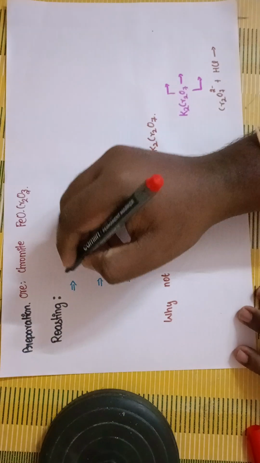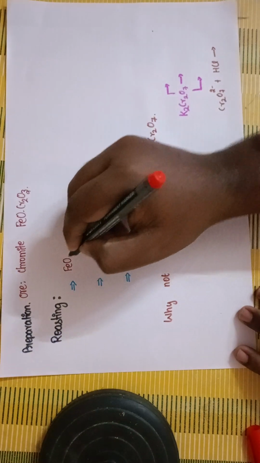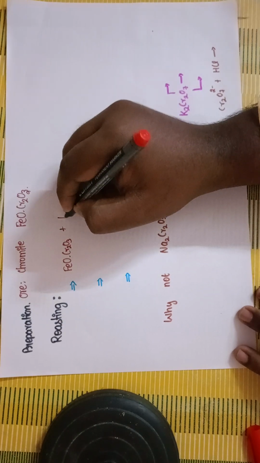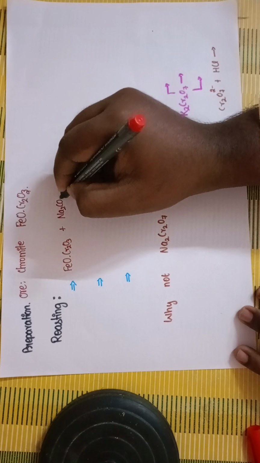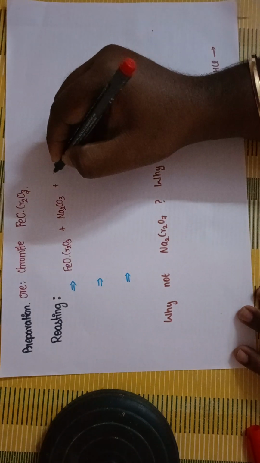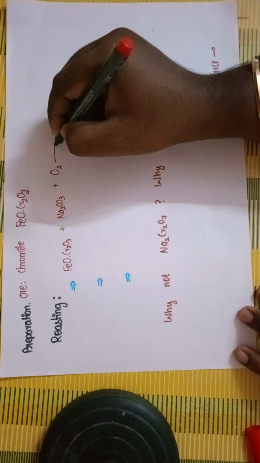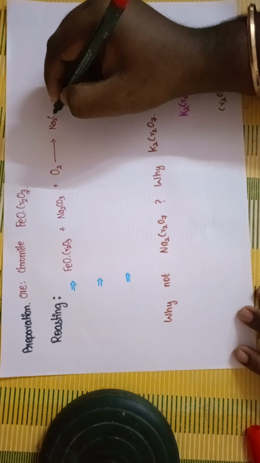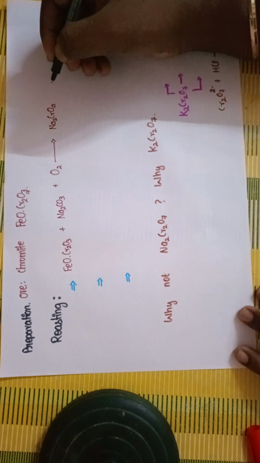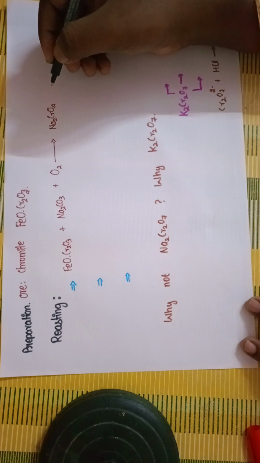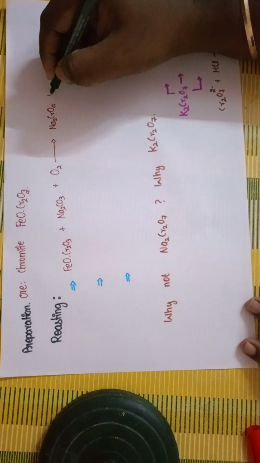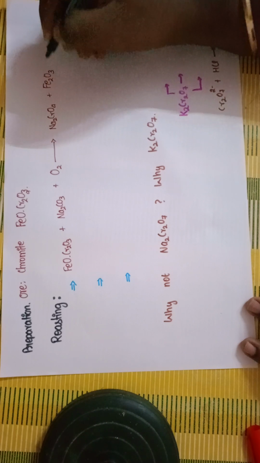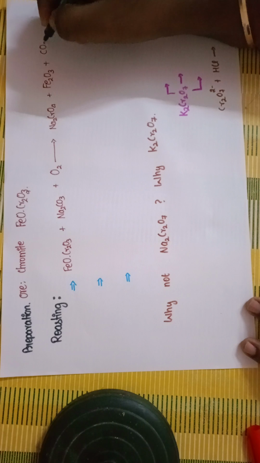First thing, chromite ore FeOCr2O3 should be treated with sodium carbonate, Na2CO3, in presence of oxygen gas. It will lead to the formation of Na2CrO4, sodium chromate, and Fe2O3, iron oxide, and carbon dioxide.